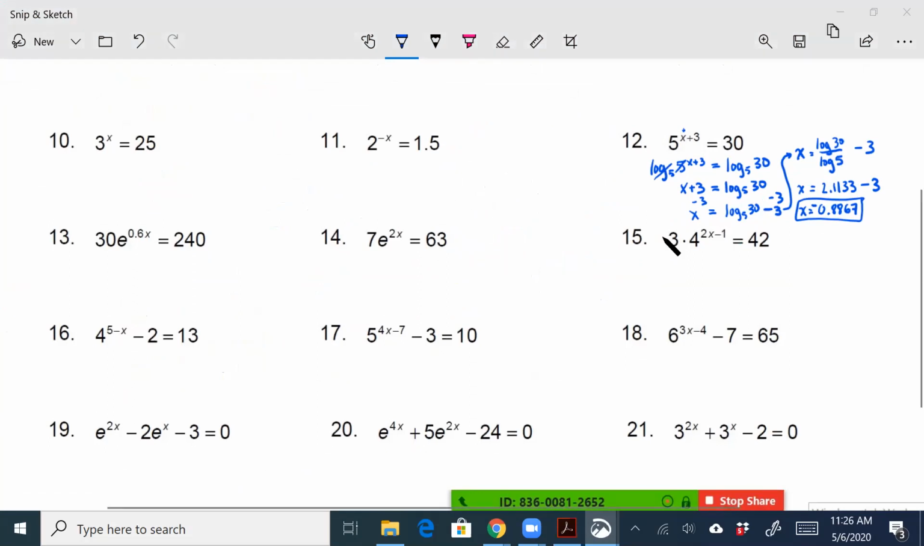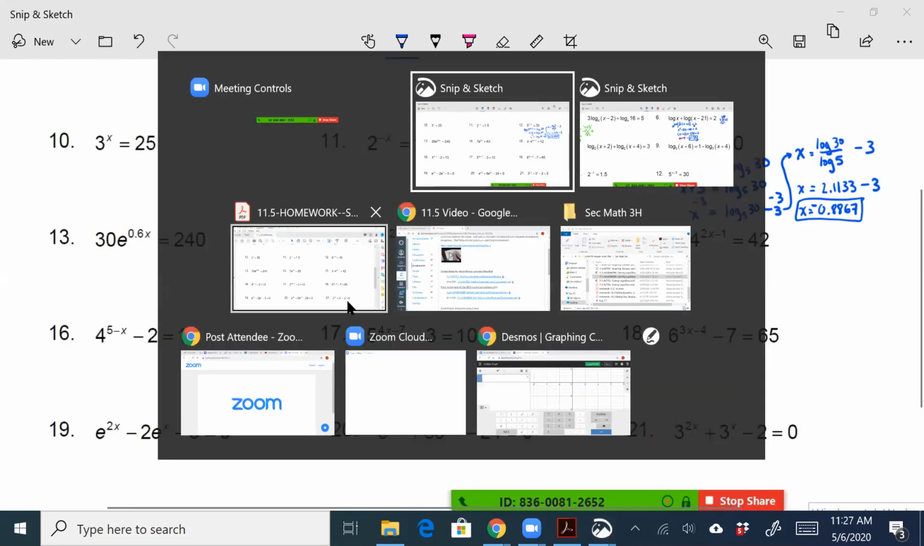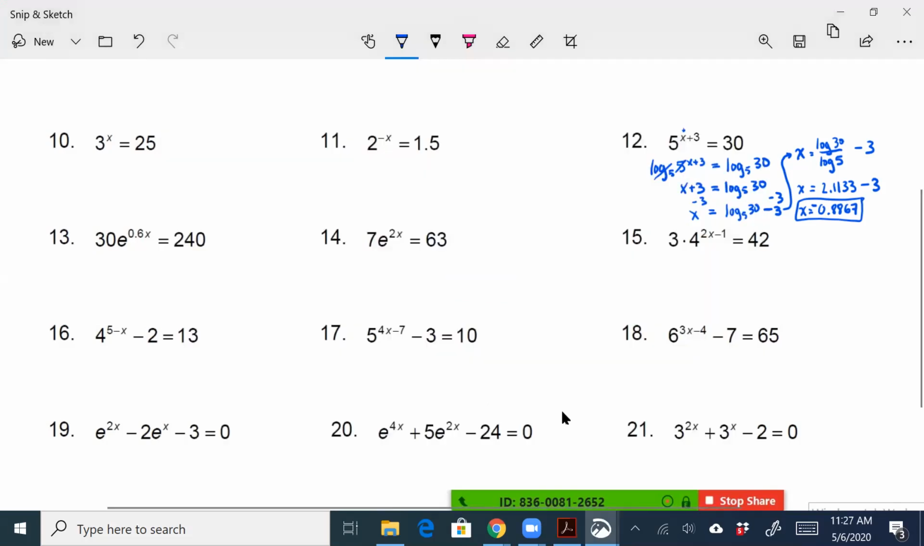All right, Rook, I'm going to let you choose one more. Any of these on the screen or any of those off the screen that you think would be good for you to know or your classmates? Number 17 sounds good. Let's take a look at that.